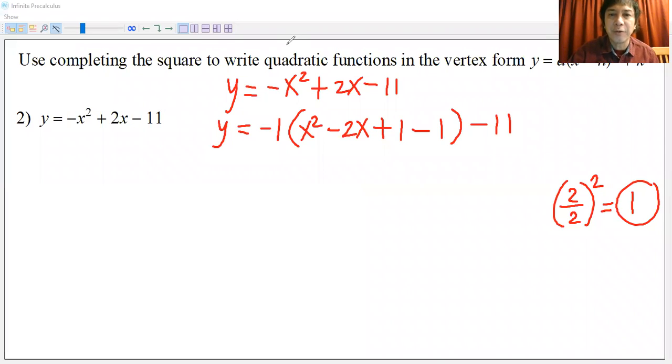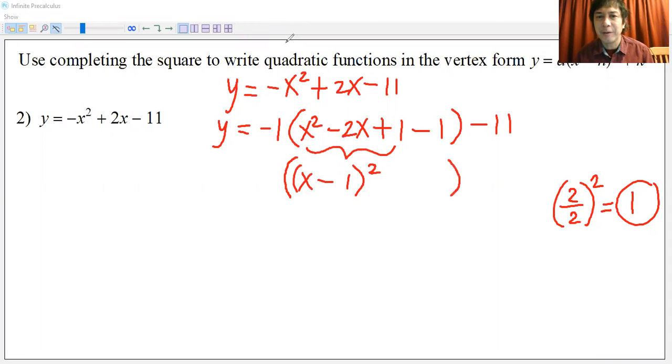Let me remove the arrow there. This is now the perfect square trinomial, and that is the same as x minus 1 squared. Let us put a wider parenthesis there. The -1 is still there, and y equals. Now, the negative 1 is still right there, and the negative 11 is right there.